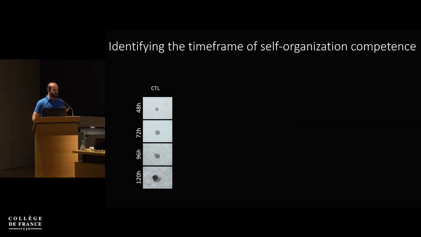But since we detected that 72 hours is the initial stage where we detect transcriptional diversification, we wondered, did we miss anything? Is there any pre-existing information, maybe at the protein level, maybe at the signaling level, that we could not see when we did this single-cell RNA-seq experiment?